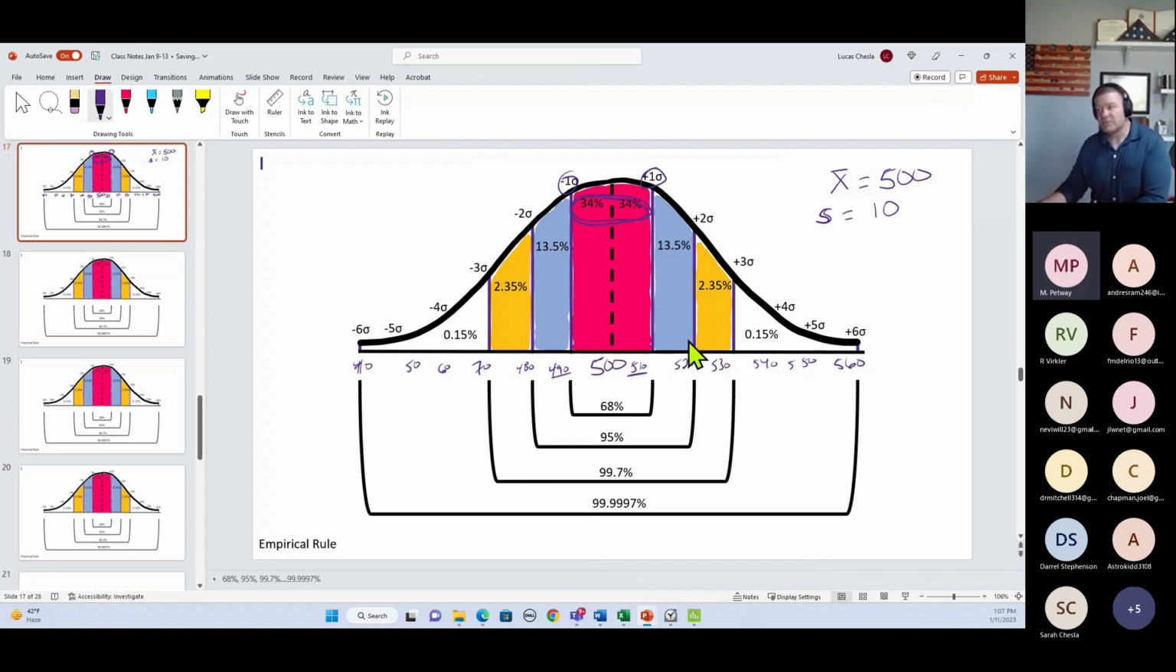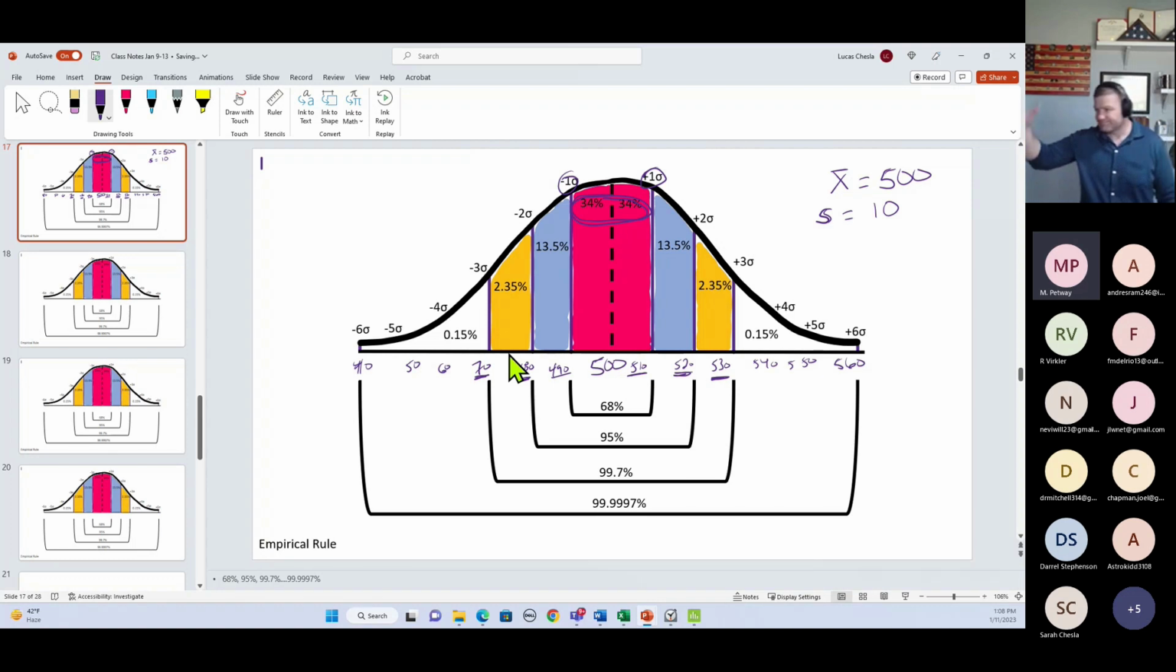Now, if we go out to 2 standard deviations, I would say then 95% of my data I would expect to fall between 480 and 520. And now let's get out to the 99. Is 99 good enough? Plus or minus 3 standard deviations, I would expect 470 to 530. Somewhere between 470 and 530, I would expect 99.7% of my data to fall there.